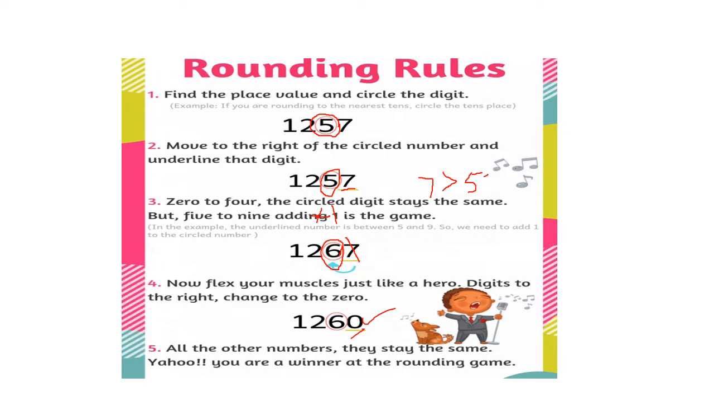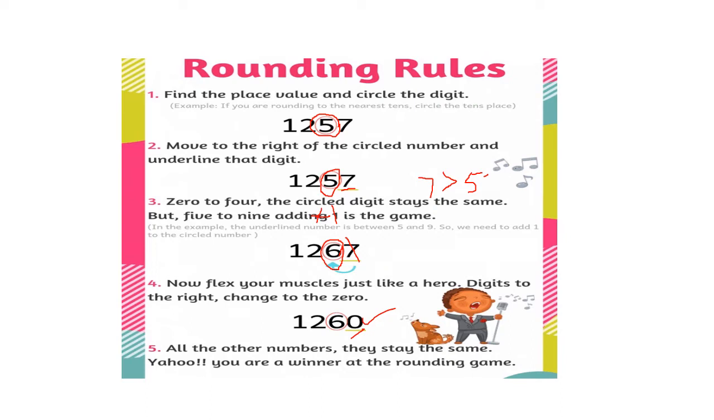If it is 0 to 4, or if it is lesser than 5, you have to keep the encircled digit as it is. But it is not so here. It is 7 here. 7 is greater than 5. Now what you have to do? If it is greater than or equal to 5, you have to add 1 to your tens place. It is 5 plus 1. It is 6 here. You got a different digit for your tens place now.